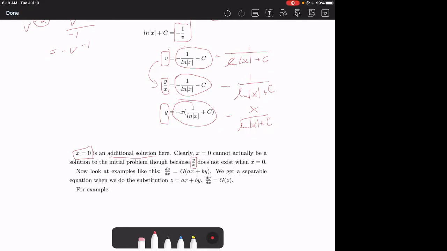Now we're going to look at our next type of examples. dy/dx is equal to some function g of the variables ax plus by. So it's actually a single variable, and we're going to call that variable ax plus by. Just like in the previous example, we're looking for a way to turn a multivariable function into something in terms of a single variable. Now we're going to do a substitution as before. We're going to let z equal ax plus by. So let's see how this type goes.